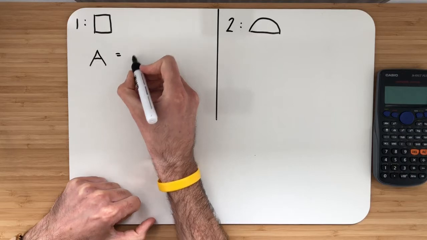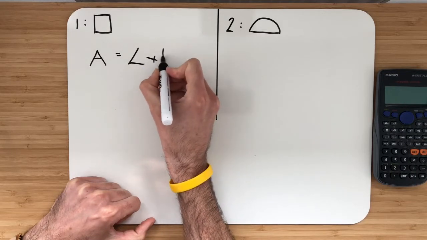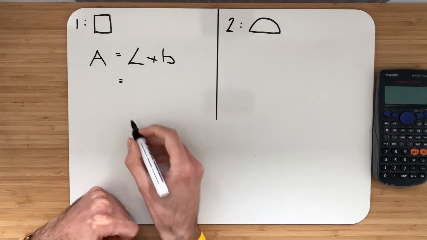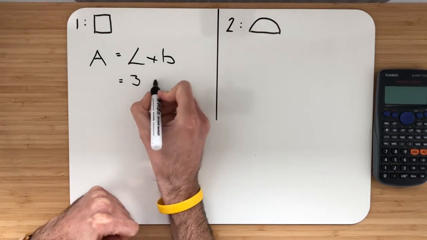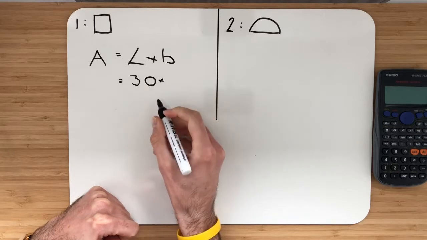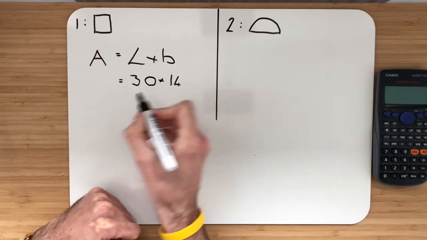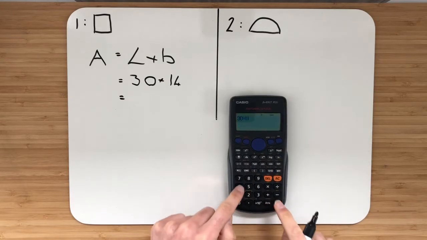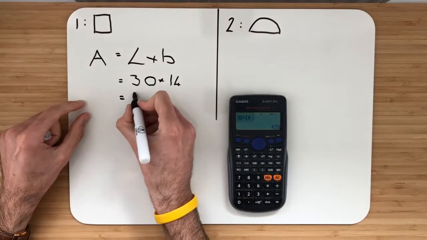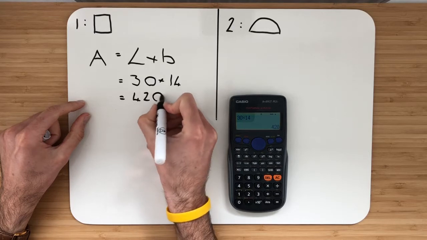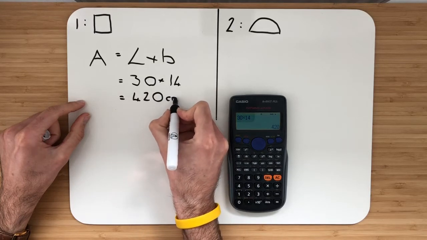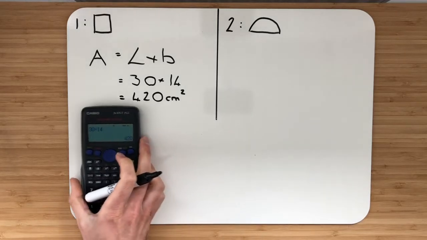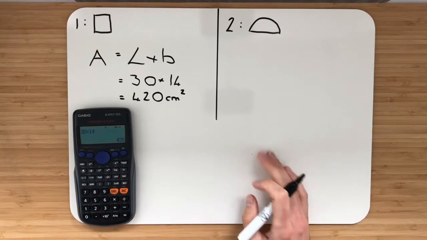The area of a rectangle is length multiplied by breadth. The length of my rectangle will be 30 centimetres, whilst my breadth is going to be 14 centimetres. Type that into my calculator just to make sure, and we should have an answer of 420 square centimetres. Now that's the straightforward part. Let's now move on to the area of our semicircle.